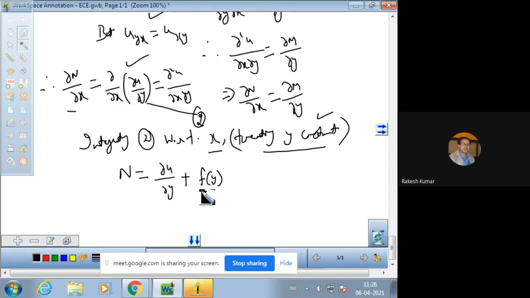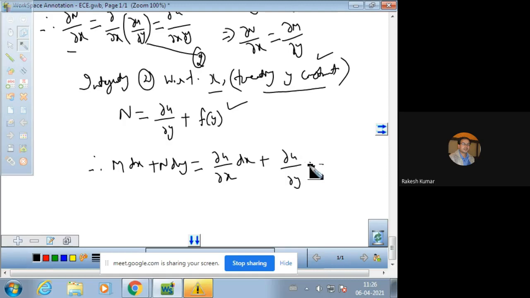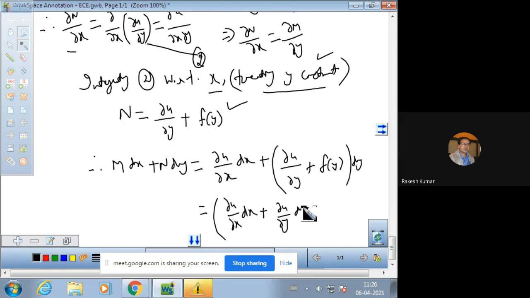So that will be f of y, and now we have the equation M dx plus N dy, where M is the derivative of u with respect to x into dx, plus N is this. So use this value of N here: del u by del y plus f of y into dy. We have used both these values. Further you can write del u by del x into dx plus del u by del y into dy plus f of y into dy.